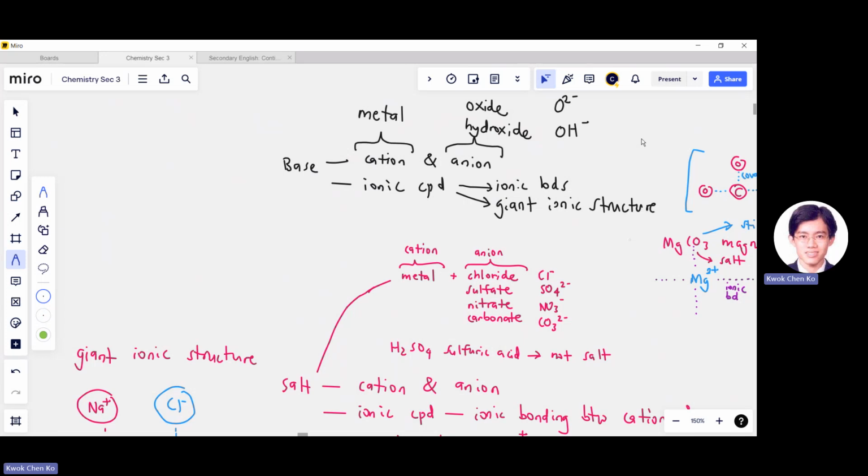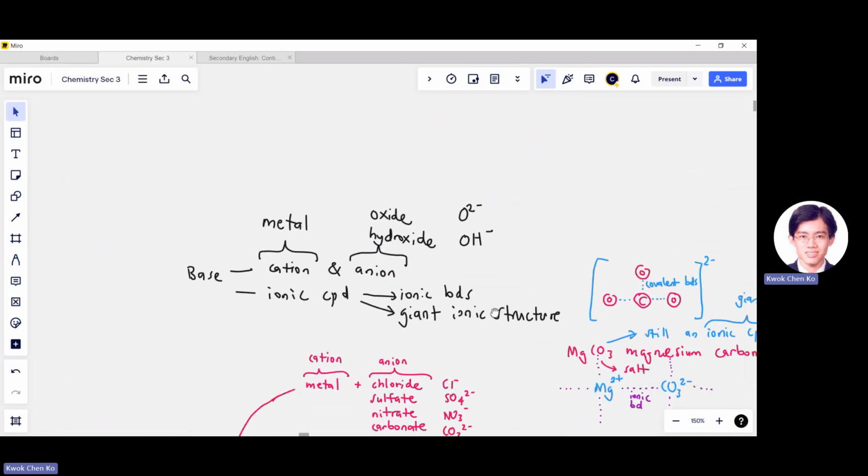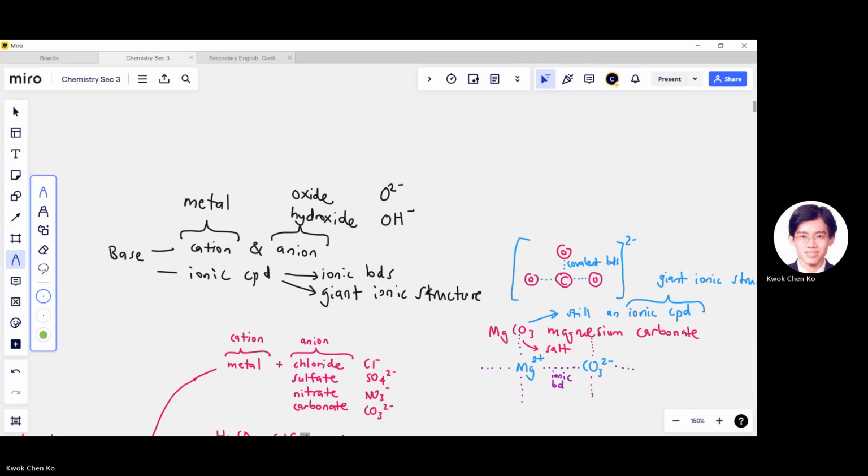Okay, fine. Examples, very obvious ones, like, let's say magnesium hydroxide. Magnesium is a metal, hydroxide is the anion that makes a base. So basically this is a base. Once you know it's a base, the same thing applies. It's an ionic compound, it contains ionic bonds, it contains a giant ionic structure.